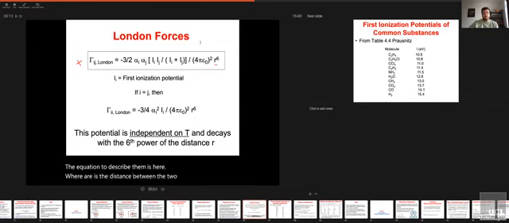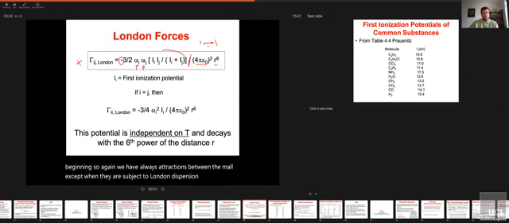The equation to describe them is here, where r is the distance between the two molecules. Again, we have molecule I and molecule J, separated by a distance r. Alpha I and alpha J are the polarizabilities of the two molecules. r is the distance, and these are all the usual constants that we have. We have a negative sign at the beginning, so again, we always have attractions between the molecules when they are subject to London dispersion forces.